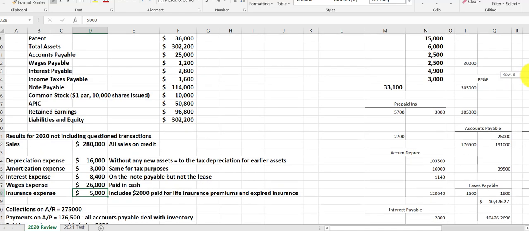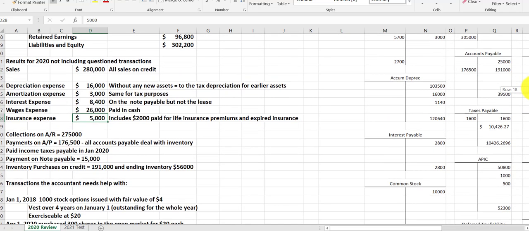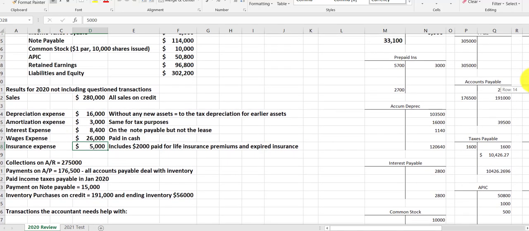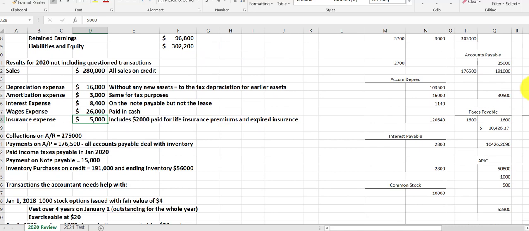insurance expense for $3,000. Collecting accounts receivable, we're going to debit cash and credit accounts receivable. We're going to pay accounts payable. All right. We're going to debit accounts payable and credit cash. We're going to pay the income taxes that were payable, debit income tax payable and credit cash. We're going to make a payment on the note payable for $15,000, debit cash, credit note payable, debit note payable, credit cash.